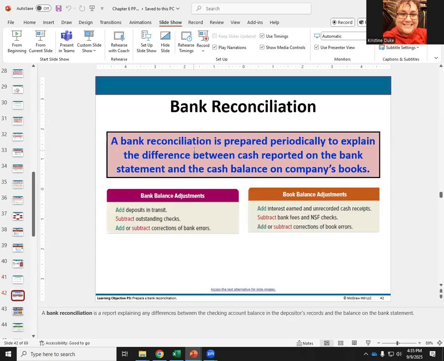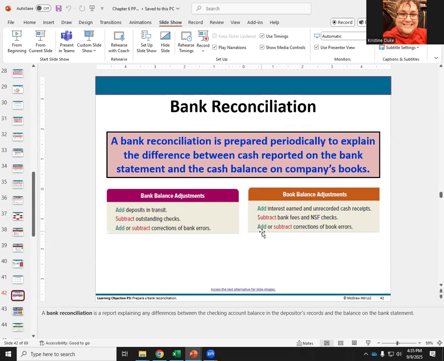And so what we're going to do is we're going to look. So here's my bank balance and here's my book balance. I'm going to look at my bank statement, and I'm going to look at every single item that has cleared or been deposited, debited or credited. And I'm going to double check to see if it's in my check register.